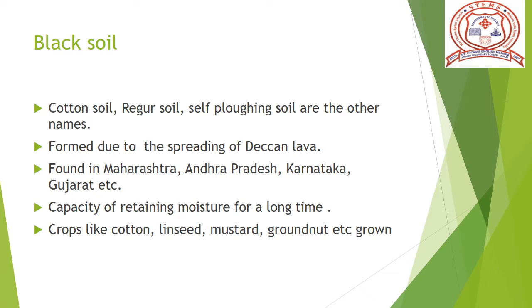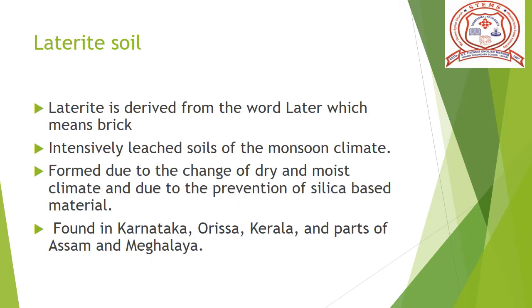Crops like cotton, linseed, mustard, groundnut, etc. are grown in this soil. It is found in Maharashtra, Andhra Pradesh, Karnataka, Gujarat, etc. It has the capacity of retaining moisture for a long period.